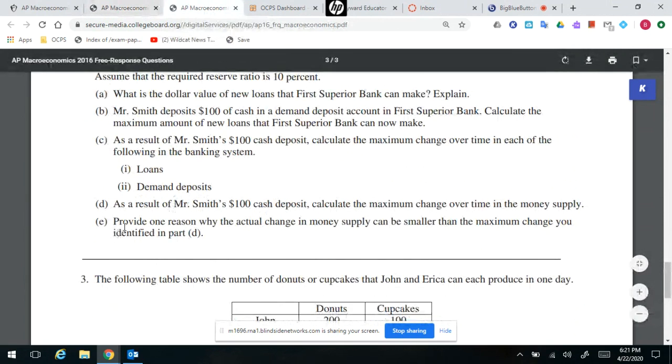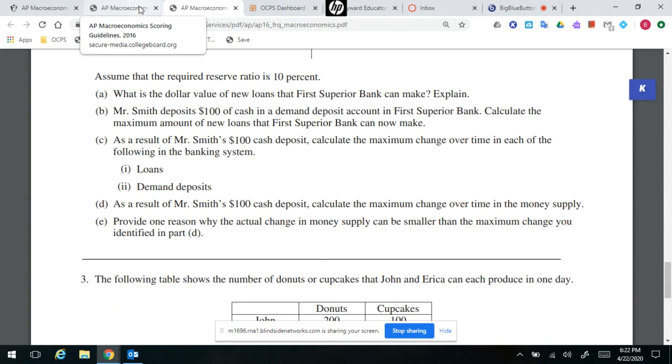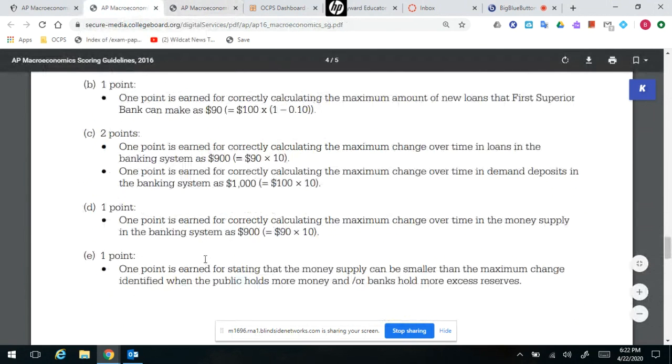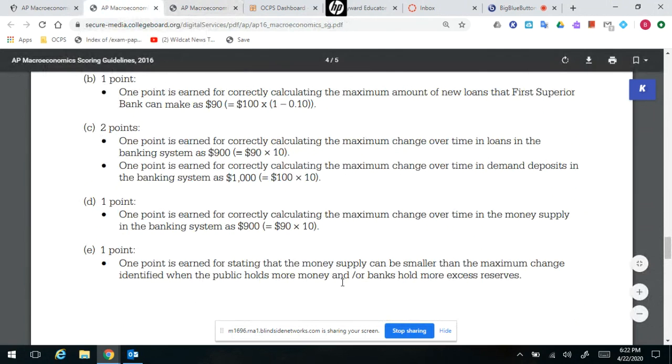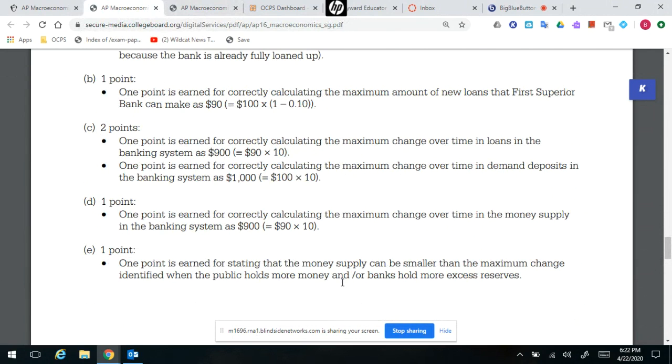Lastly, part E, provide one reason why the actual change in the money supply can be smaller than the maximum change you identified in part D. So what's going to stop the money supply from growing to $900? People might not redeposit all of their money, or the banks might not lend all that money out. If the second person getting their loan wants to get a loan and the bank says, you know what, we're not going to lend it to you. Instead, we're going to use that money to buy bonds with, then the money's not going to get lent out, and we don't see this $900 being created.